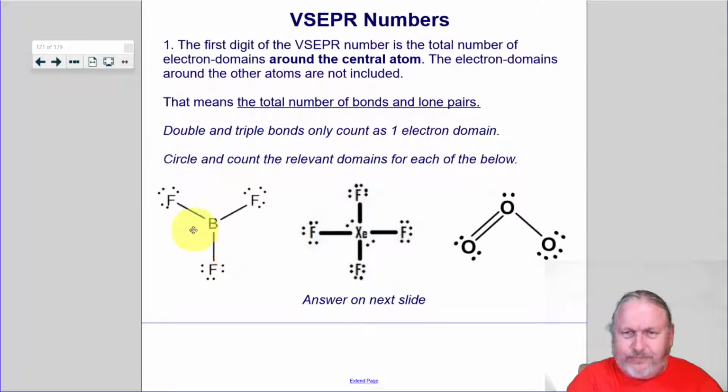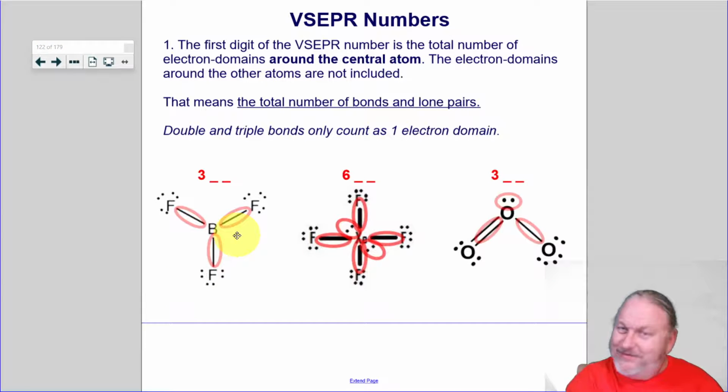So, if you look right here, let's look at BF3. Boron would have 1, 2, 3 domains. Xenon tetrafluoride, well, there's one domain, it's a bonded pair. There's two domains, another bonded pair. Three domains, four domains, bonded pairs, and then 5 and 6 domains, those two lone pairs are also domains. Ozone would have one electron domain, there's two, there's three around that central oxygen atom. So let's see if I'm right. BF3, the first number would be 3 because that's the total number of electron domains around the central atom. Xenon tetrafluoride would have 6. Ozone, 3.